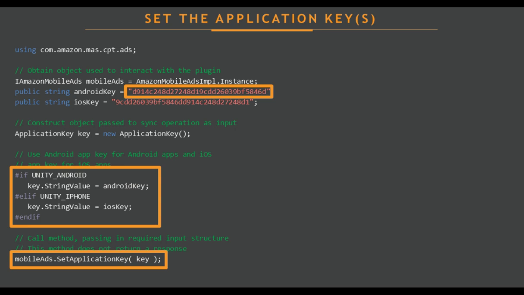Now, once I have the key, I can pass it to the SDK through the object that I created, and that holds the API entry points for the service.